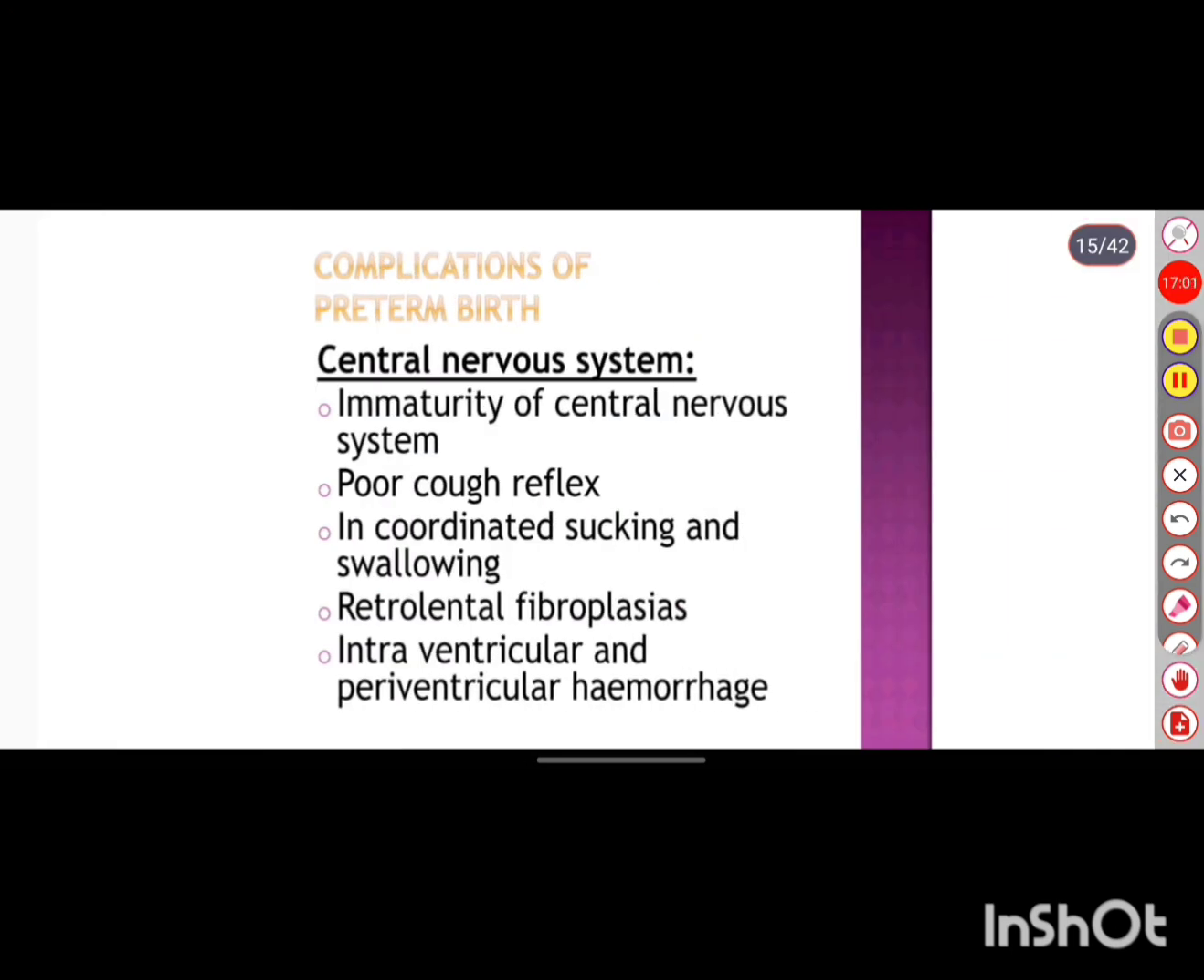So in the central nervous system, usually the central nervous system is immature. They'll have poor cough reflex. They'll have uncoordinated sucking and swallowing, meaning once they suck they should swallow, but they'll not have this coordination because they are still premature. They'll usually have retrolental fibroplasia, and they'll have intraventricular and periventricular hemorrhage.